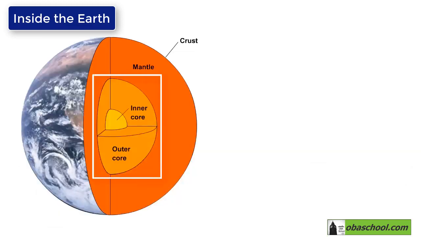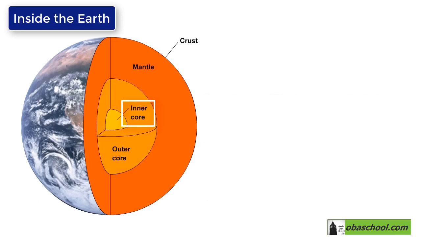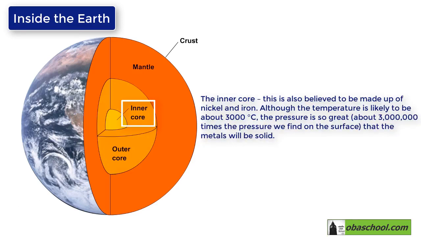As for the core, it is in two parts. The outer core is thought to be made up of molten iron and nickel. These magnetic metals are thought to be responsible for the Earth's magnetic field. The second part is the inner core. This is also believed to be made up of nickel and iron. Although the temperature is likely to be about 3,000 degrees Celsius, the pressure is so great, about 3 million times the pressure we find on the surface, that the metals will be solid.